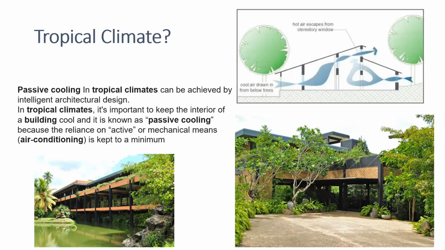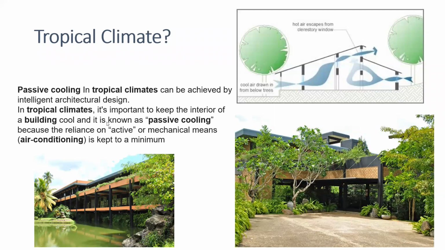Tropical climate is the climate that we are having in local conditions as well. In tropical climates, passive cooling is the most sustainable method of use, which can be achieved through intelligent architectural design. You can see two buildings in Sri Lanka which have used passive cooling in a tropical climate. In passive cooling, the cool air drawn in from below the trees will transfer and the hot air escapes from the upper side windows in the building as well.